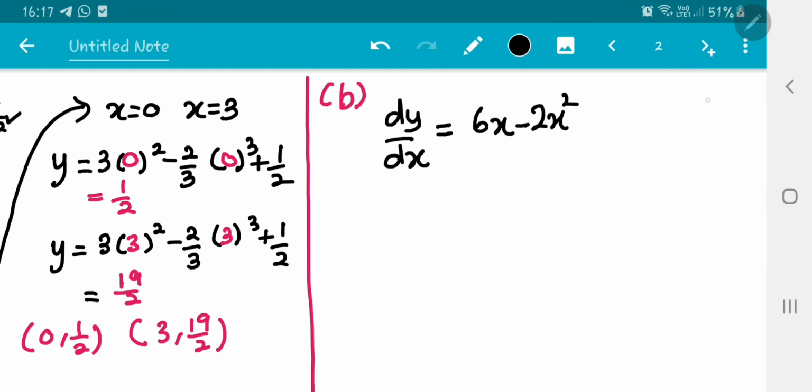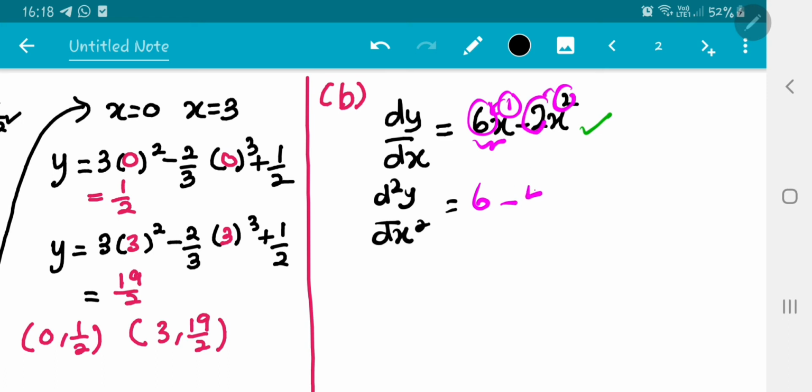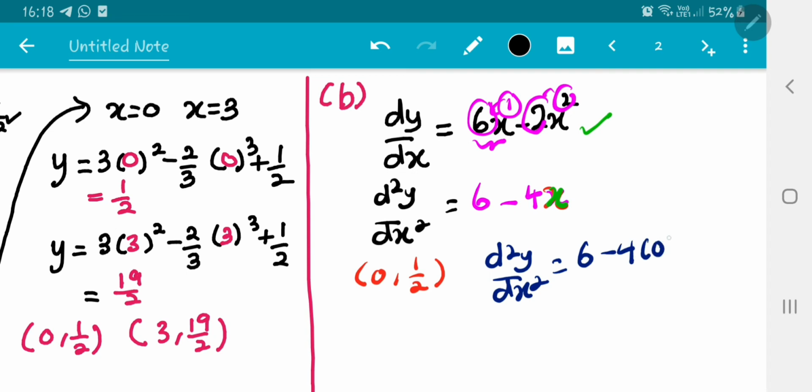You cari dia punya second derivative. So this is your first derivative, so the second derivative is d squared y by dx squared. Differentiate 6x, drop down 1 times 6, so 6x becomes 6. And then this one, drop down 2 times negative 2 become negative 4x. And then your point tadi, the first point is (0, 1/2). Put in your second derivative. The value of x there is 0, so ganti 0. You akan dapat positive 6, which is more than 0, maknanya dia adalah minimum point. So (0, 1/2) is a minimum point.